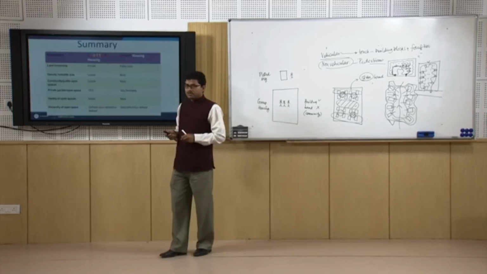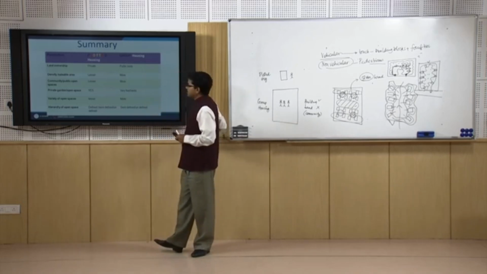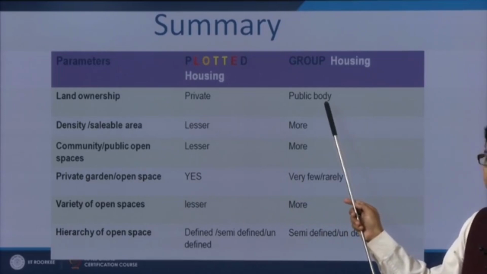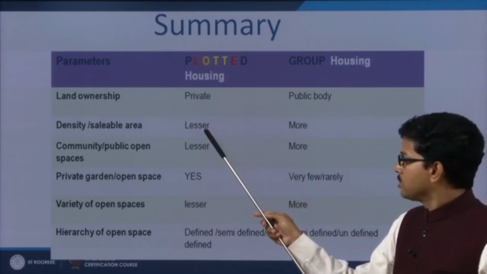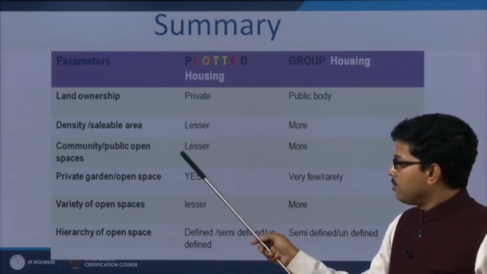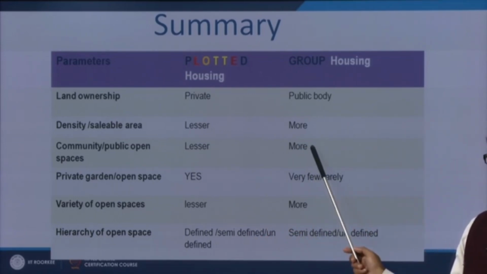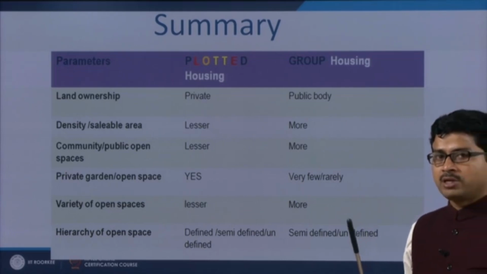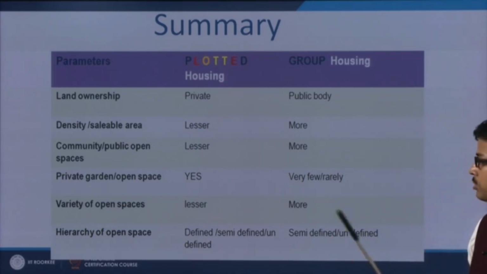Now let us summarize the types of development. In plotted housing, your land ownership is private, but in group housing the land ownership is held by the community or a public body. In plotted housing the density that can be achieved is lesser; in group housing we can achieve more density. The community and public open space is lesser in plotted housing, whereas in group housing we can achieve more, because here we do not have open space given for each and every plot, each and every unit. So all the open space is merged, creating a large amount of open space.